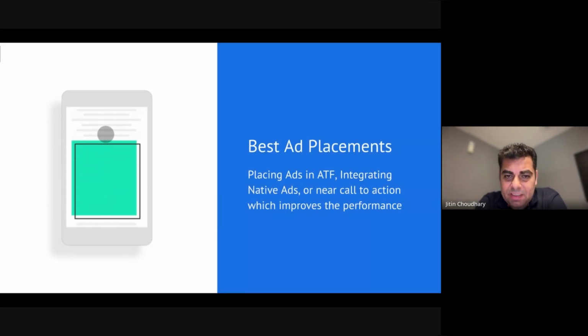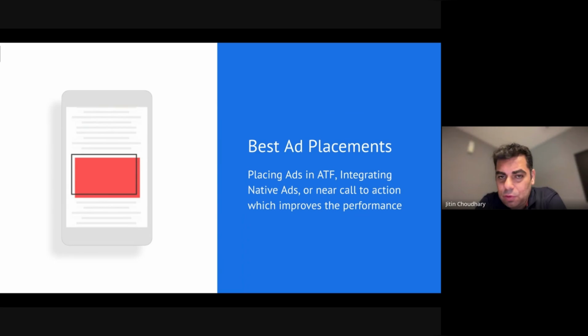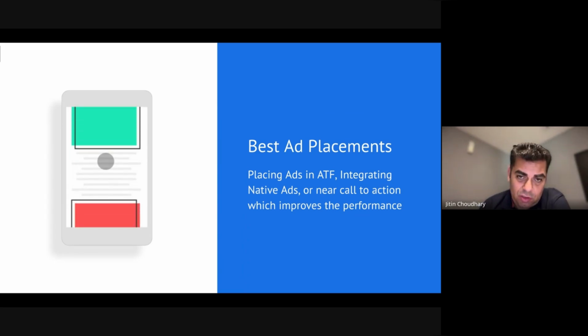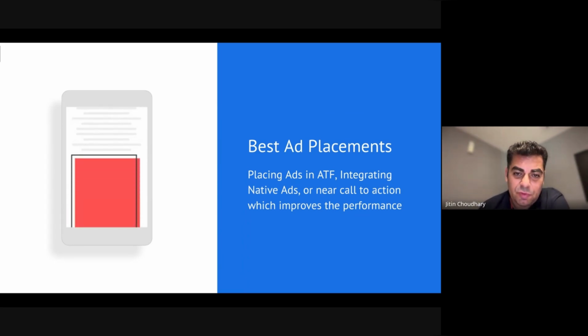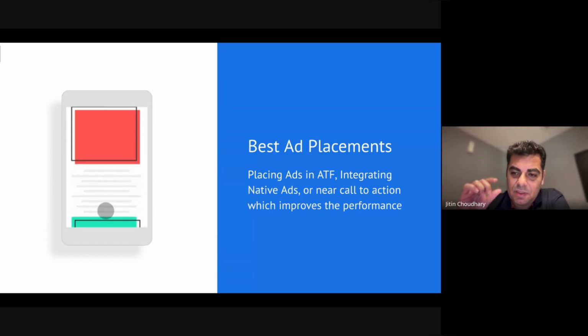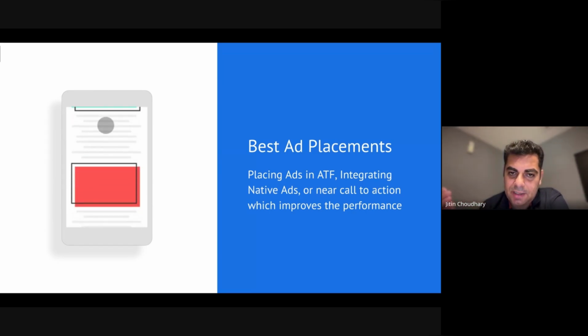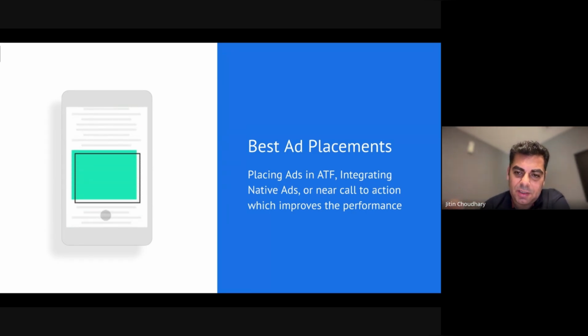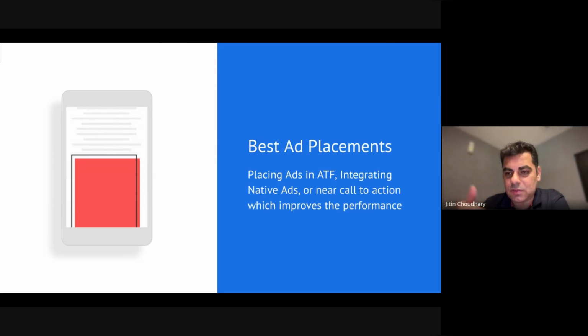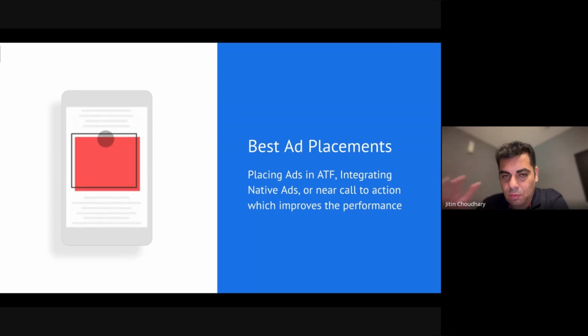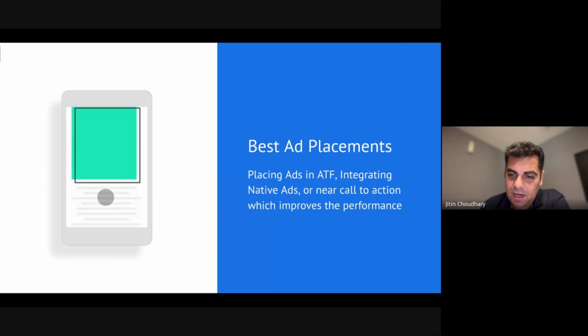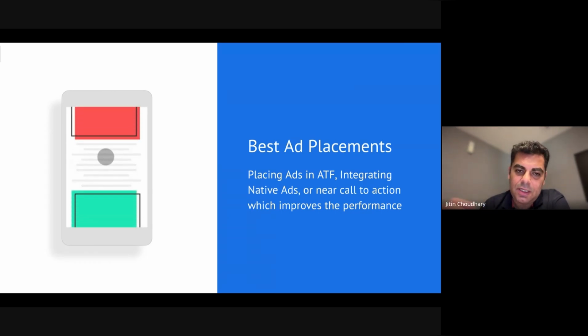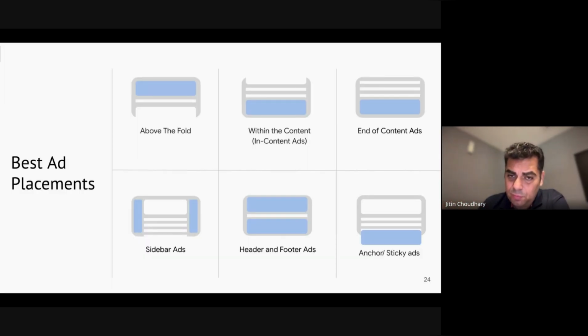So what are the best ad placements? Placing ads above the fold, or integrating native ads, or near a call to action improves your performance. Ad placements are very crucial for any ad revenue success. So what we recommend is to put ads above the fold, which is basically the top section when the site loads. Integrate native ads, which blend well with your content and improve the call to action. These are some suggested best ad placements, like I said, above the fold, within the content.